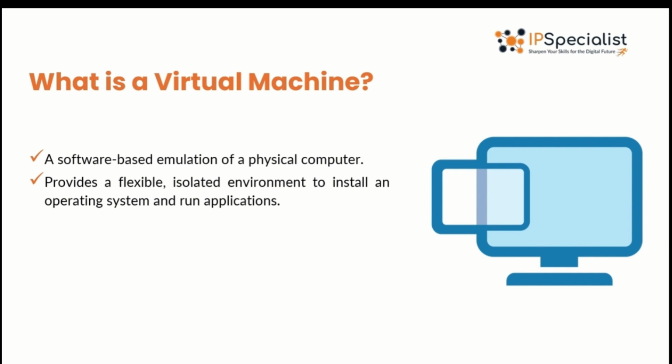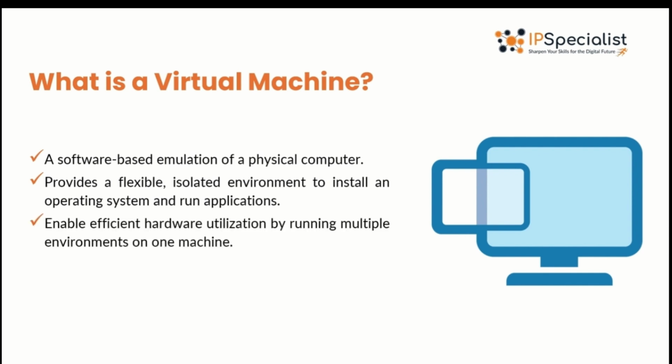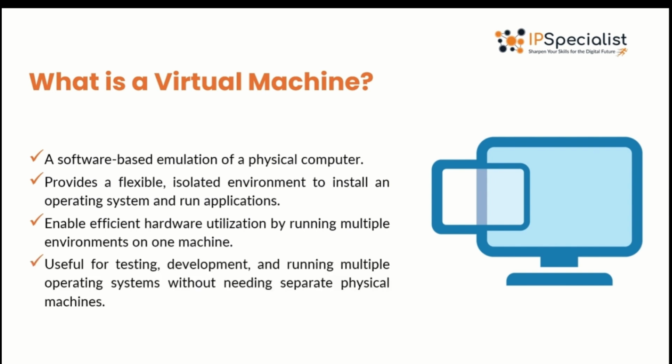Now, why is this important? VMs allow us to efficiently utilize hardware by running multiple environments on a single machine. They are especially useful in scenarios where we need to test, develop, or run multiple operating systems without having to invest in separate physical machines. When we use a VM in the cloud, like on Azure, it provides the same functionality as an on premises machine, but with added flexibility and scalability.